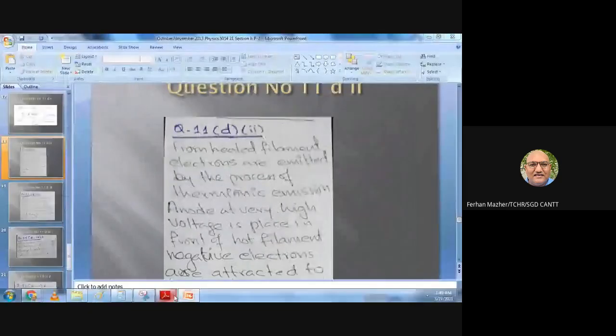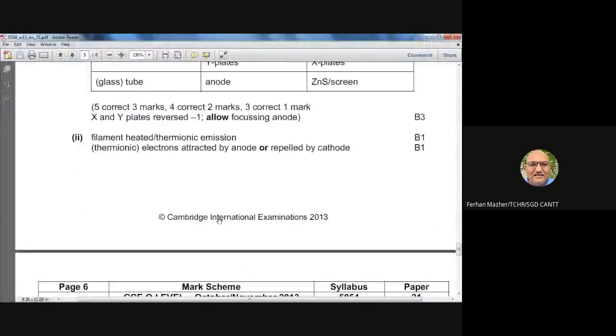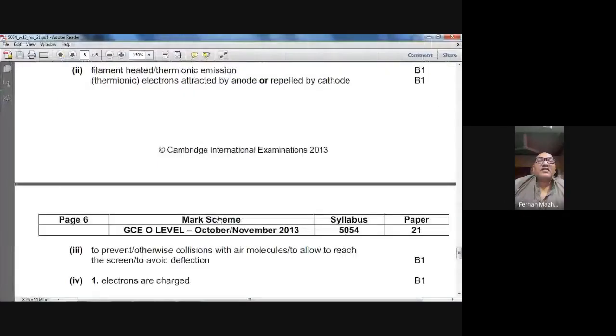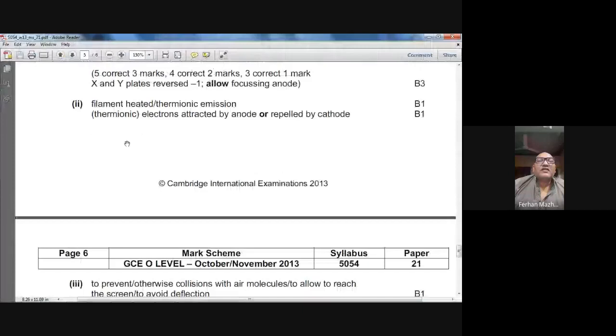Let me check the marking scheme. What the marking scheme says: filament heated, thermionic emission, 1 mark for telling this, and thermionic electrons attracted by the anode or repelled by the cathode, 1 mark for telling this. So I hope that you will be able to write this answer in your own words, and now you know the two main points which should be included in your answer.